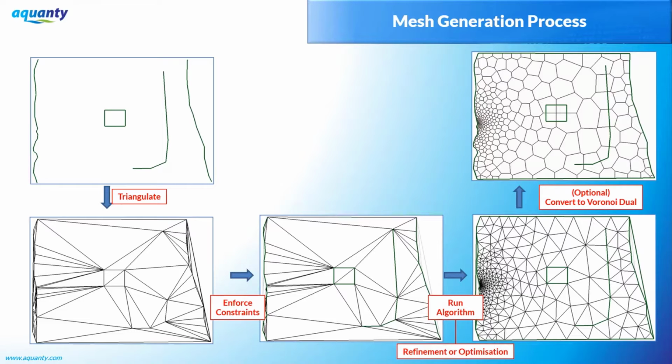So here we have a schematic of the overall process of mesh creation. We start with our input splines, triangulate between our inputs, enforcing some constraints along our boundaries, and then run one of our algorithms to produce a mesh. Optionally, you can convert this to Voronoi mesh, but we'll just be leaving ours as a triangular mesh.